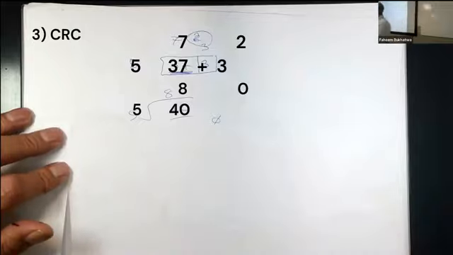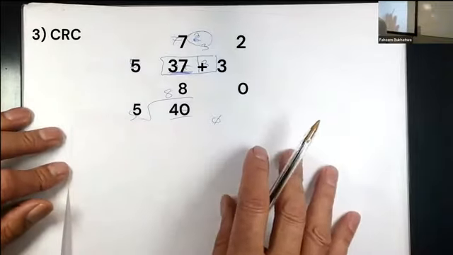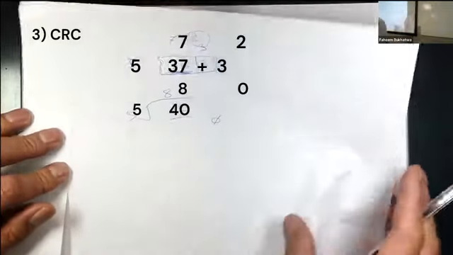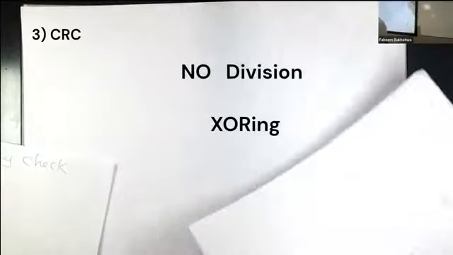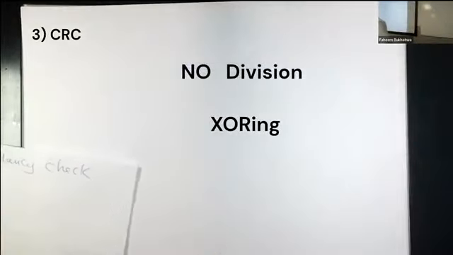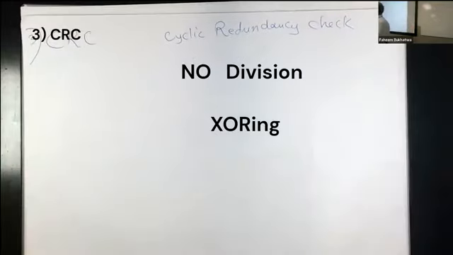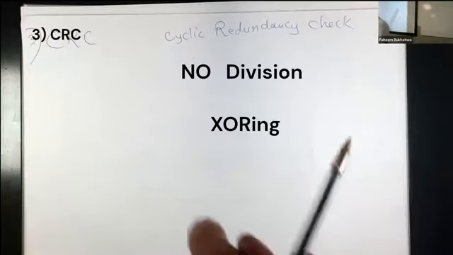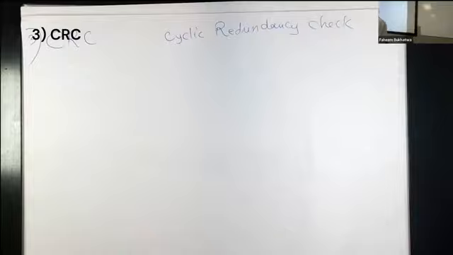But we know division is so slow, so it couldn't be fast. Yeah, but we don't do division. We do XORing, because XORing is another logical operation that almost works like division. So this is how it works, and you need to be able to do this.